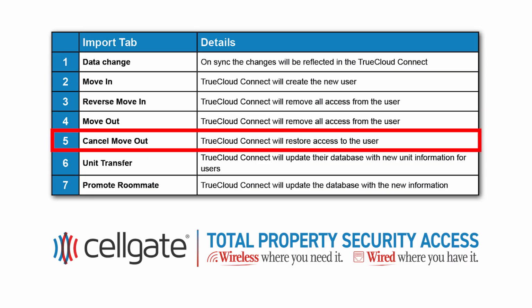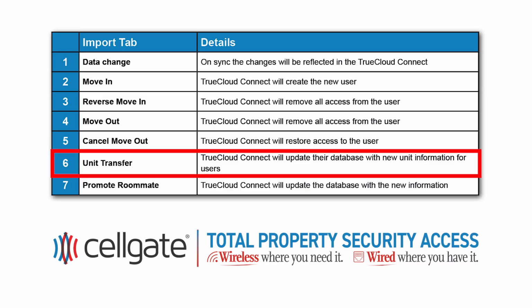Cancel move out. TrueCloud Connect will restore access to the user. Unit transfer. TrueCloud Connect will update their database with new unit information for users. Promote roommate. TrueCloud Connect will update the database with the new information.